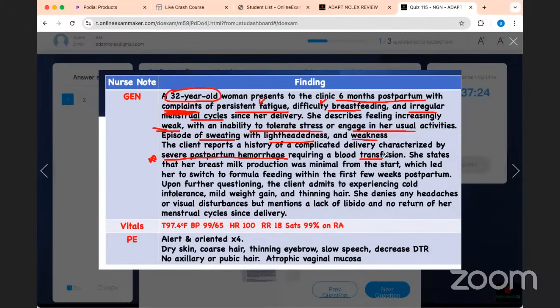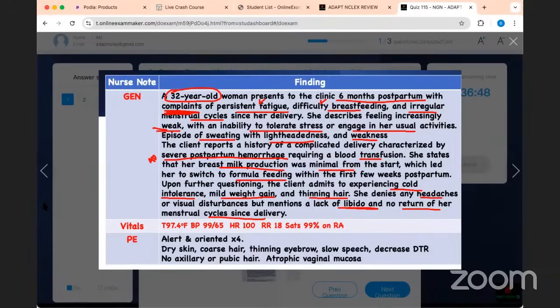So she had hypotension. She stated that her breast milk production was minimal. She never had breastfeeding. She couldn't breastfeed, right? Which led to her feeding the baby using formula. Now she reports what? Cold intolerance. Does it give you a clue? She has what? Weight gain. And she has thinning of the hair. She denied any headaches or visual changes, while mentioning a lack of what? Libido and no return of a menstrual cycle.